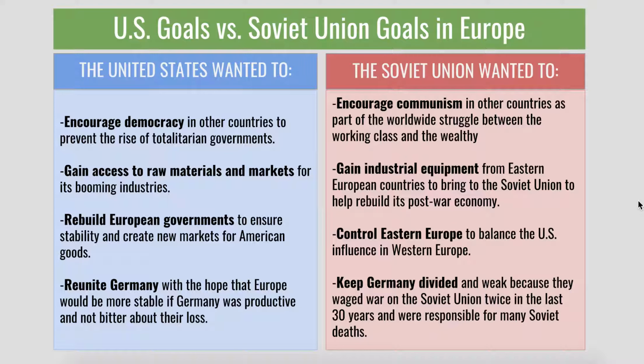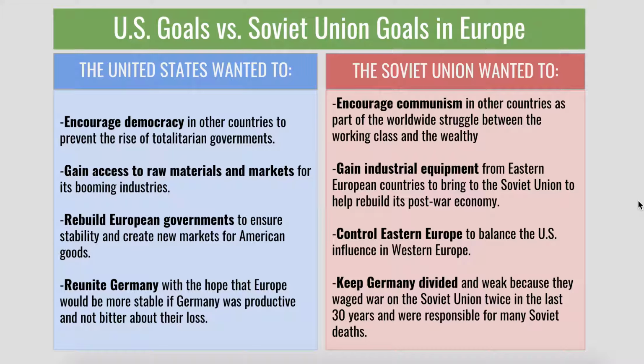The Soviet Union, on the other hand, had some pretty different goals. They had a goal of encouraging communism in other countries. So we'll learn on the next slide more of what communism is, but basically they believe that there's this worldwide struggle between the working class who doesn't have as much money and the wealthy who kind of makes money off of the working class. So the Soviet Union believed that communism was a way to get rid of that struggle between the working class and the wealthy, and they really wanted to encourage communism in other countries.